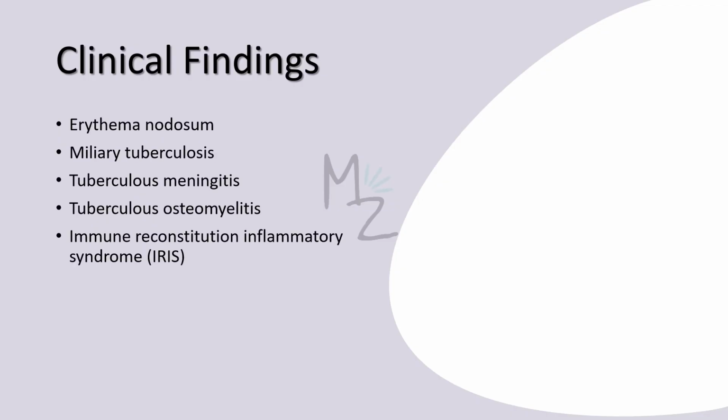Then we've got these symptoms. Let me explain them. Erythema nodosum. That is characterized by tender nodules along the extensor surfaces of the tibia and ulna. It's a manifestation of primary infection seen in patients who are controlling the infection with a potent cell-mediated response. Then we've got miliary tuberculosis, characterized by multiple disseminated lesions that resemble millet seeds. Then tuberculous meningitis and tuberculous osteomyelitis, especially vertebral osteomyelitis, Pott's disease.